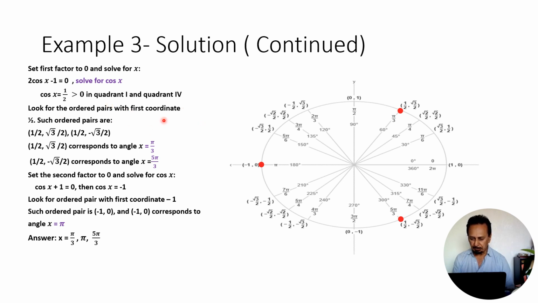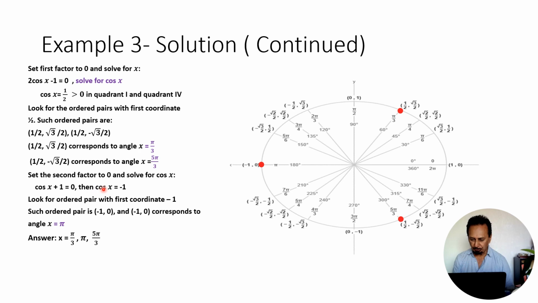Look for the ordered pairs with the first coordinate 1/2, and that's right here: 1/2 comma square root of 3 over 2, and 1/2 comma minus square root of 3 over 2. Now 1/2 comma square root of 3 over 2 corresponds to angle pi over 3, while 1/2 comma negative square root of 3 over 2 corresponds to an angle 5 pi over 3.